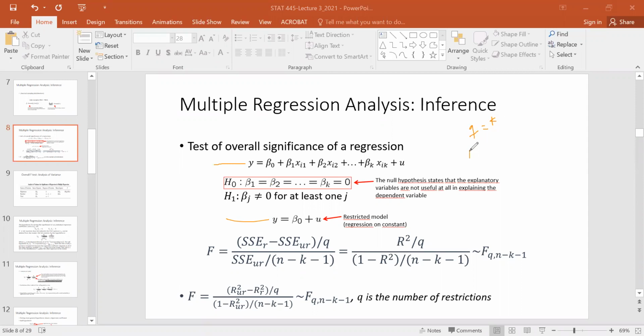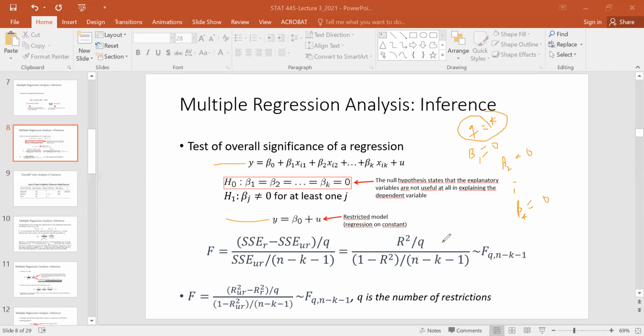Okay, so these are the restrictions. Beta 1 equals 0. Beta 2 equals 0. All of them individually are being set to 0, including beta K. And so when you count them, there are K of them. They've just been written on one line, but you should be able to count that our restrictions Q equals K. That's the number of restrictions. So this is the error sum of squares unrestricted, error sum of squares restricted, N is the sample size, K is the number of regressors, not parameters, regressors.